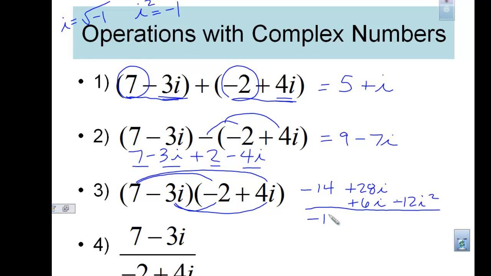So I can see I've got negative 14, and we've got plus 34i. And then when we go to write this, we know it's going to be minus 12i squared, but i squared becomes negative 1, so this is really like saying plus 12. Now all I need to do is combine my two real terms, negative 14 and positive 12, which gives me negative 2. So negative 2 plus 34i is my final solution here.